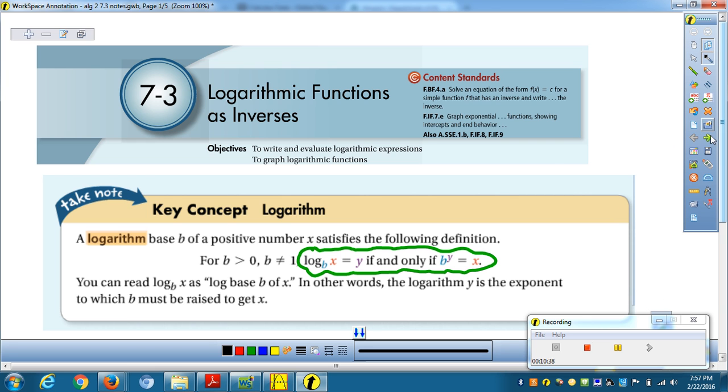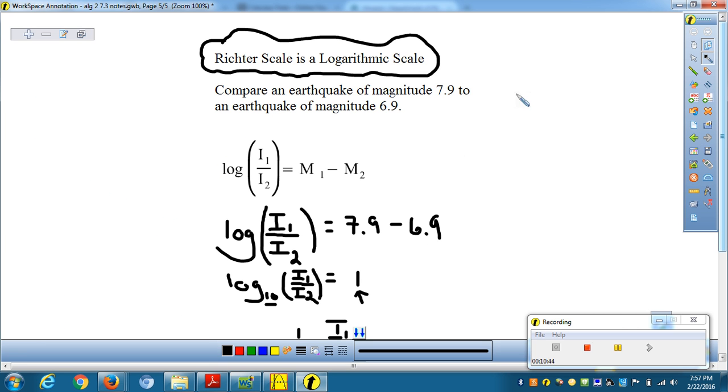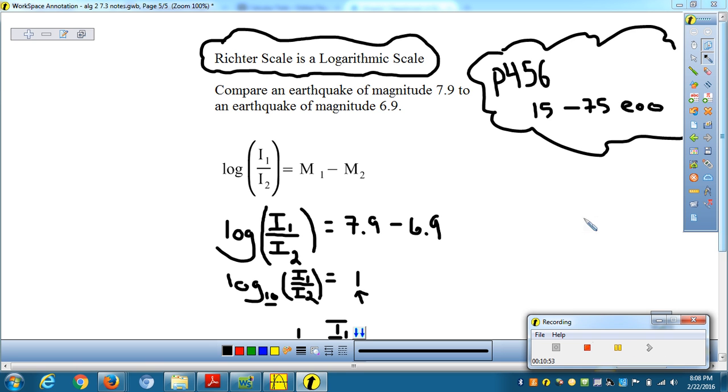Your homework for this section was page 456. I'll write this down back here. Page 456, 15 through 75, every other odd. So again, that was page 456, 15 through 75, every other odd.